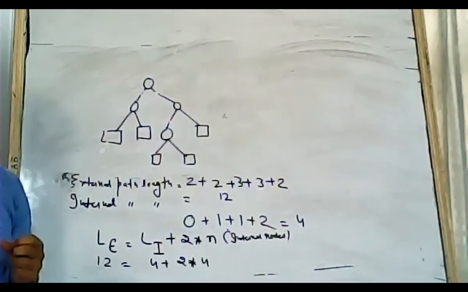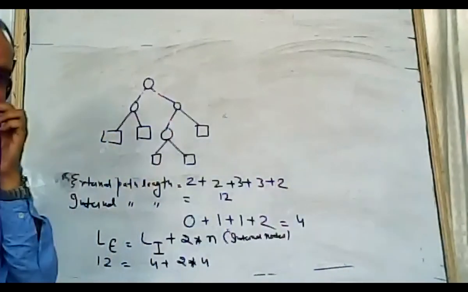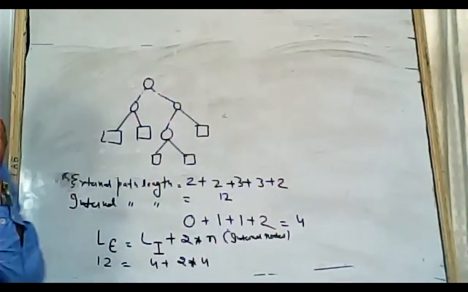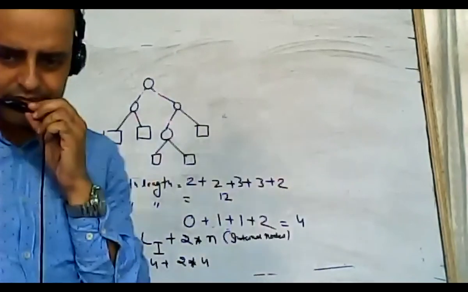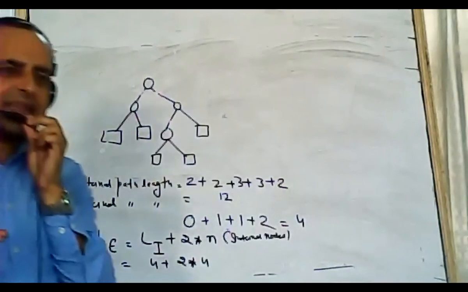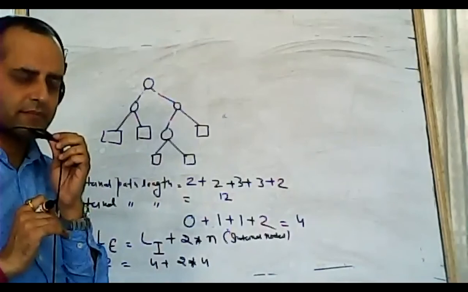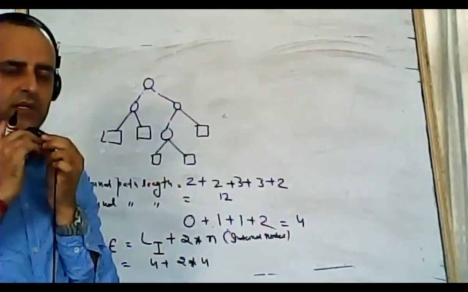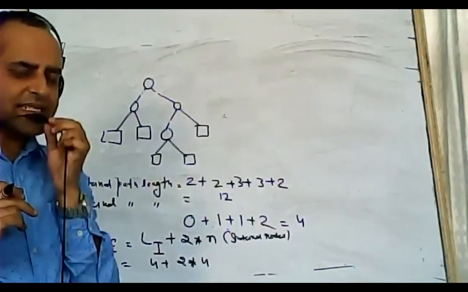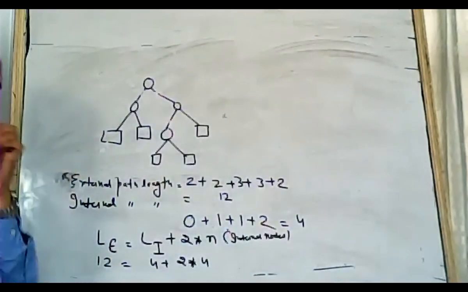Okay, sir. Should I erase this now? 1 minute, sir. Just one. Okay, noted. This is the relation between the external path length and the internal path length. Should I erase this now? Yes, sir.